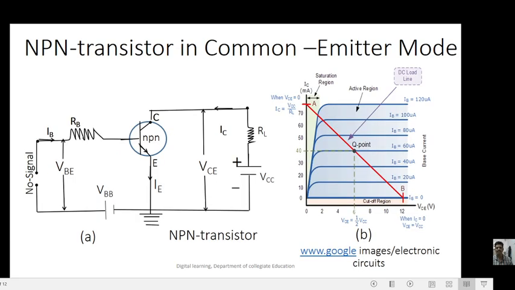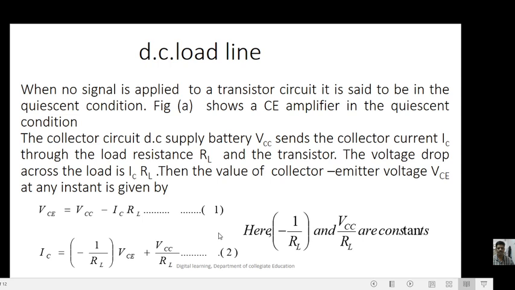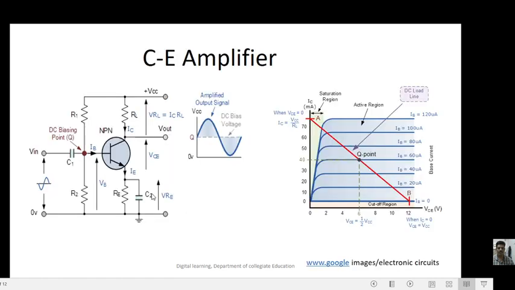Consider an NPN transistor in common emitter mode. When no signal is applied to the circuit, DC conditions prevail. As seen from the figure, the collector emitter voltage VCE is given by VCE is equal to VCC minus IC RL. That is equation number 1.